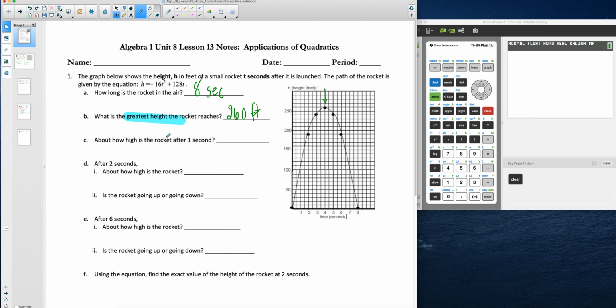So how high is the rocket after 1 second? I need to come over to my graph, and here's 1. And I need to go up until I find the point, and it looks like it's right about here. It looks like we're somewhere between 100 and 110, so I'm just going to estimate that to be about 105 feet. After 2 seconds, about how high is the rocket? Once again, we're going to come to 2 here, scroll up till we find that point, and it looks like it's almost right at 200. So I'm just going to say it's approximately 200 feet.